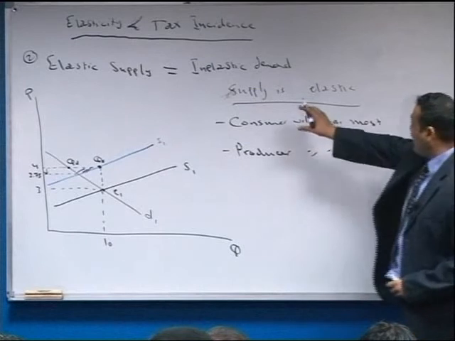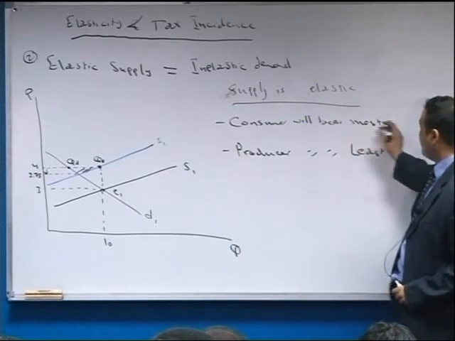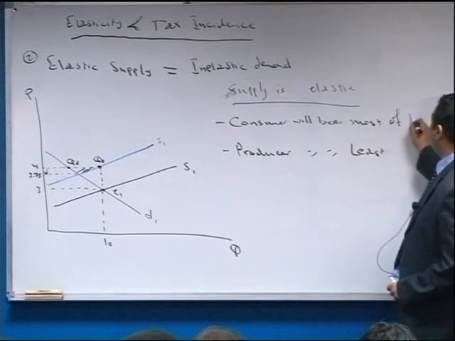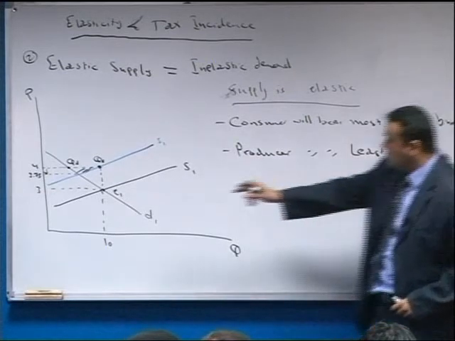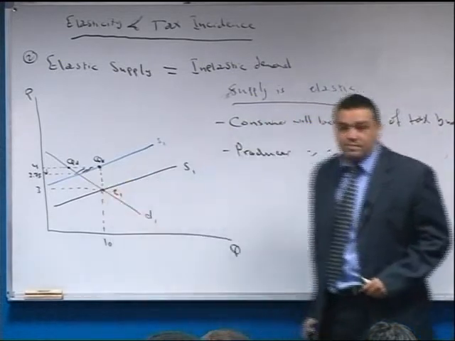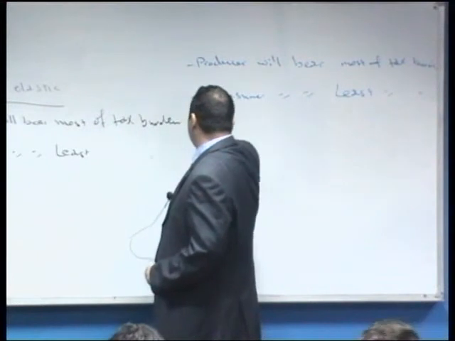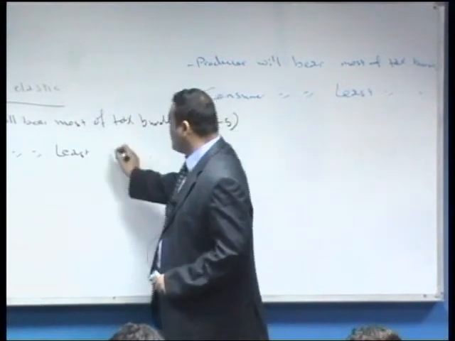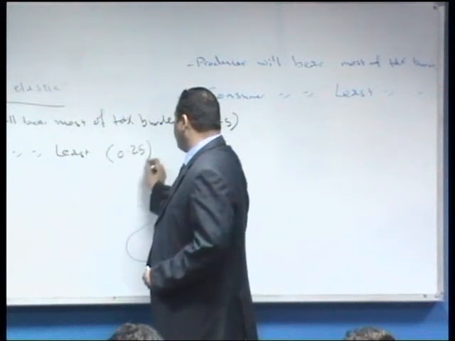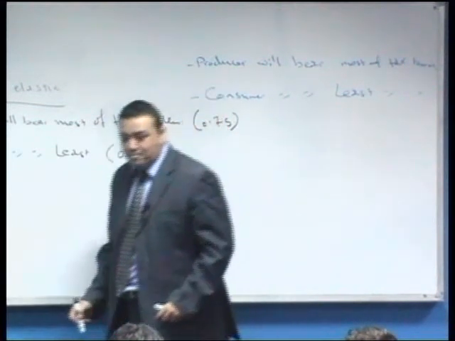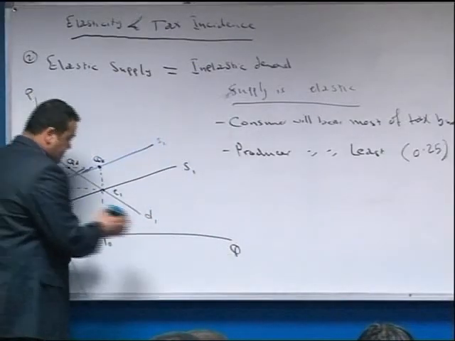So when supply is elastic, as you see, in this case, the consumer will bear the most of the tax burden. No, 0.75. The consumer will bear 0.75, and the producer will bear the least, 0.25. Right?